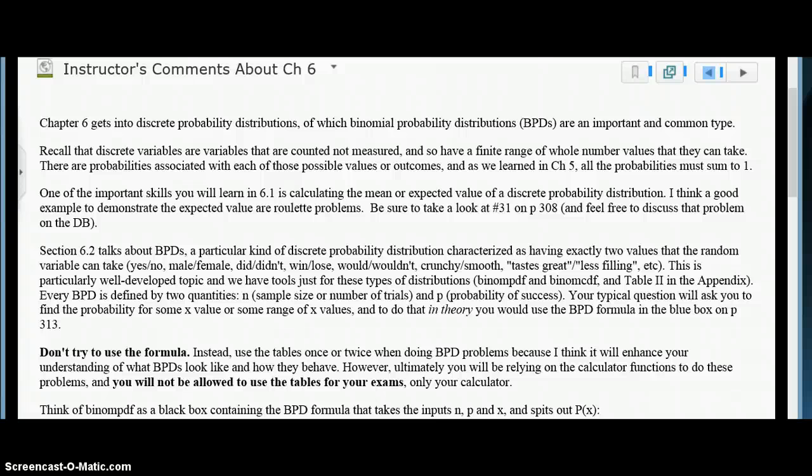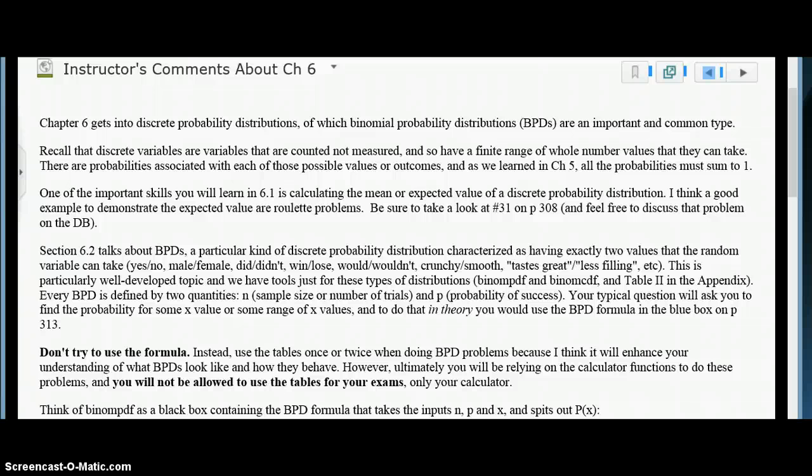And remember, when we talk about discrete variables, they are variables that we count and that they're not measured. So they have whole number outcomes that they can take on. Remember from what you learned last chapter that all of the probabilities should sum to 1.